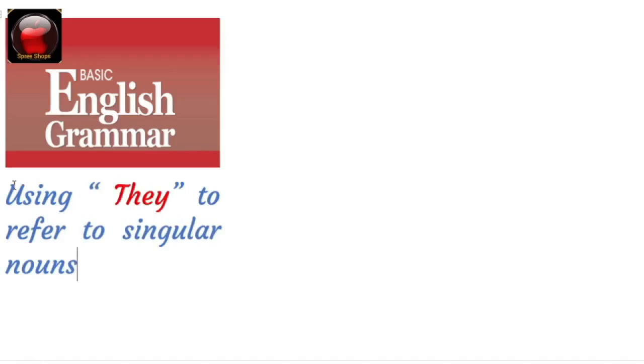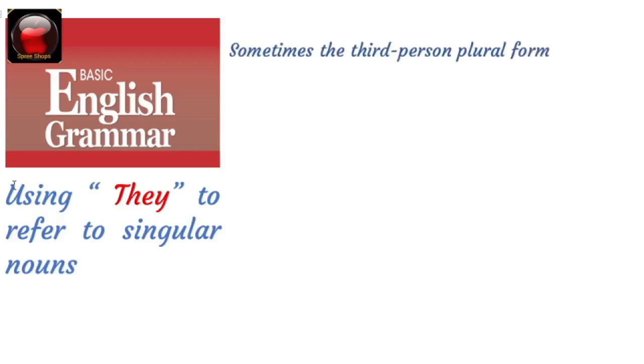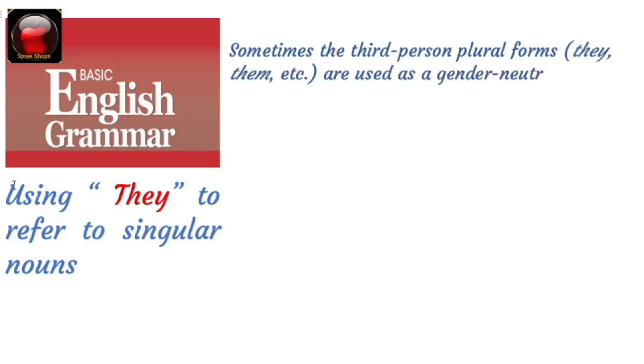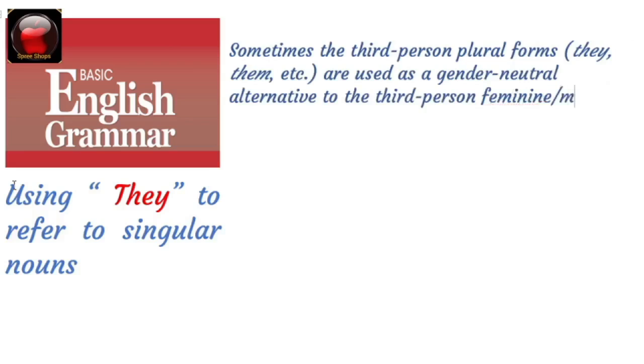Sometimes it is strange, but using they to refer to singular nouns is usual and can be used with third person plural forms to refer to singular nouns of the third person, either feminine or masculine, when we do not know the gender.